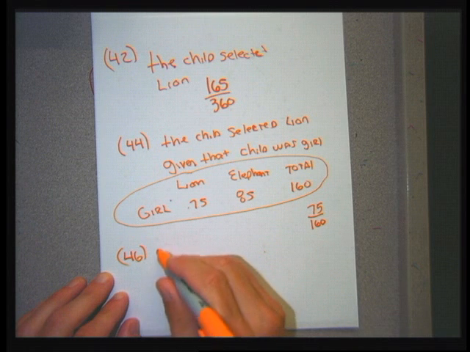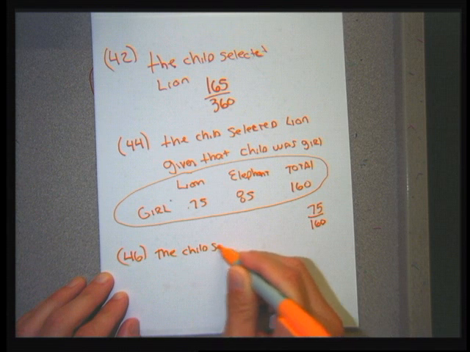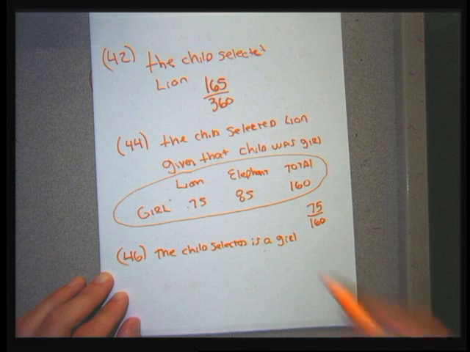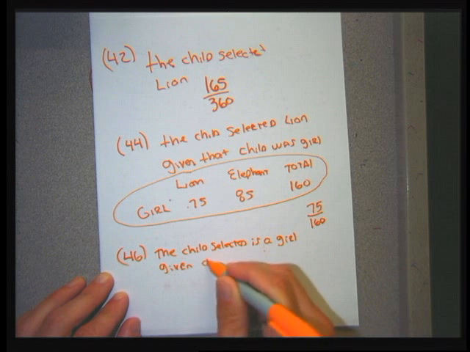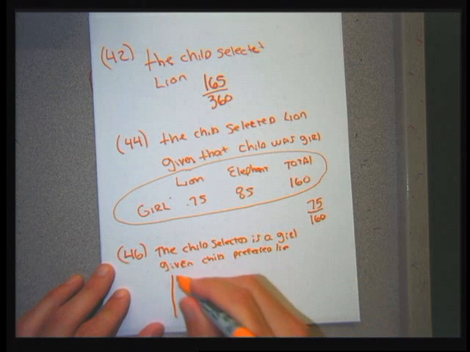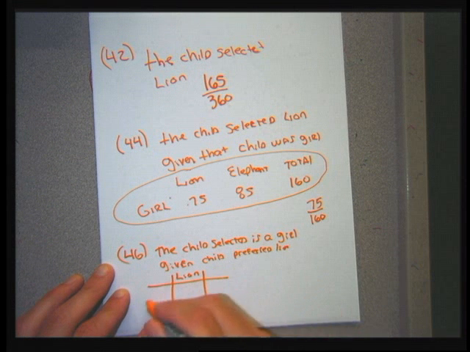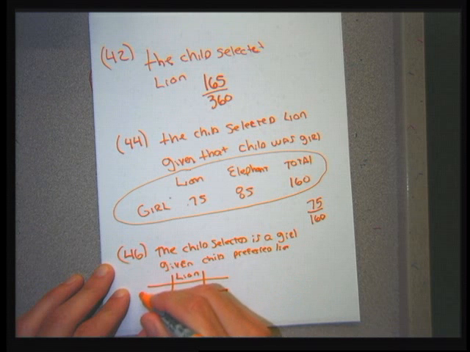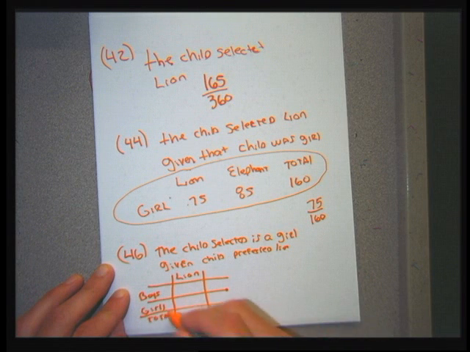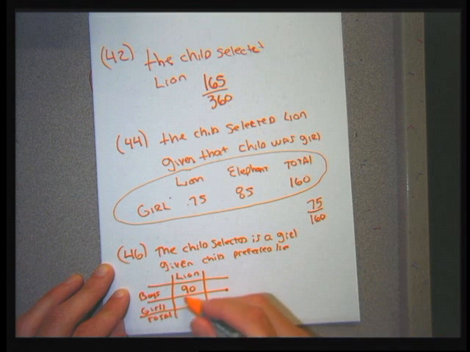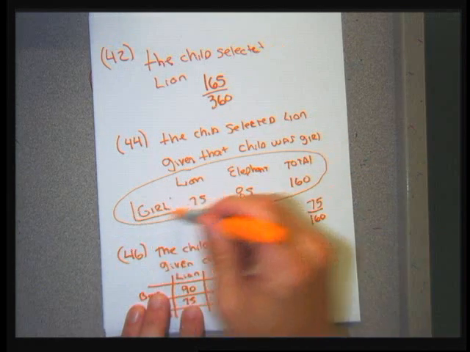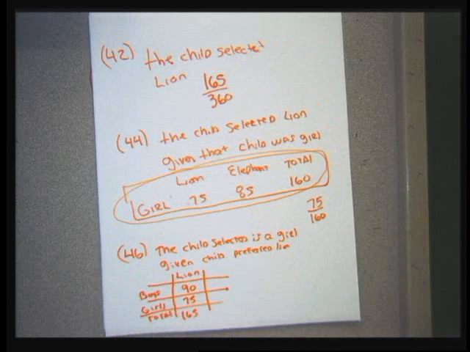46 says the child selected is a girl, given the child preferred a lion. So I'm going to restrict the sample space to the lion column, because I know the child wanted the lion, so I'm restricting myself to look at only this part of the sample space. There were boys, girls, in total. There were 90 boys that preferred the lions, 75 girls that preferred the lions, for a total of 165. So in problem 44, because I was given that the child was a girl, I took the girl row from the sample space and used it to compute my probability.